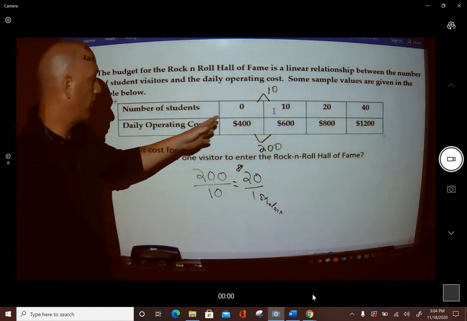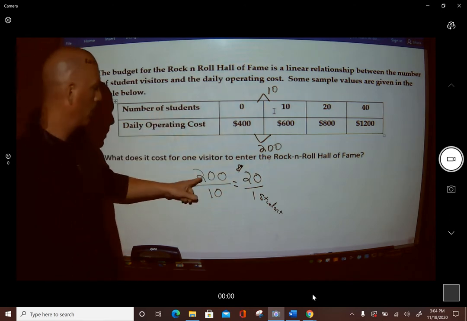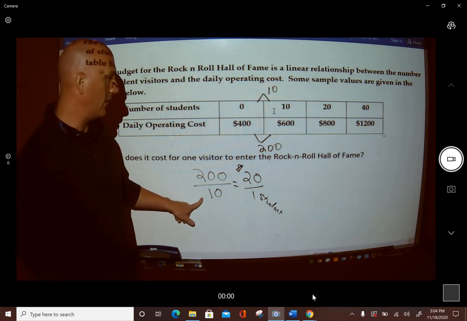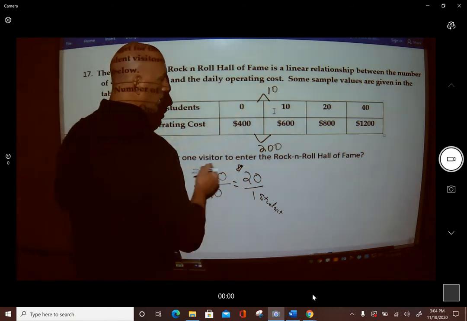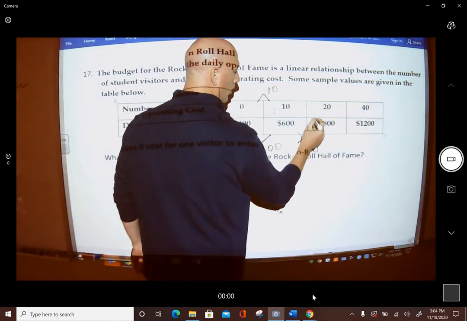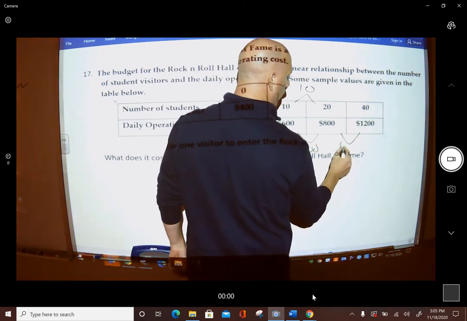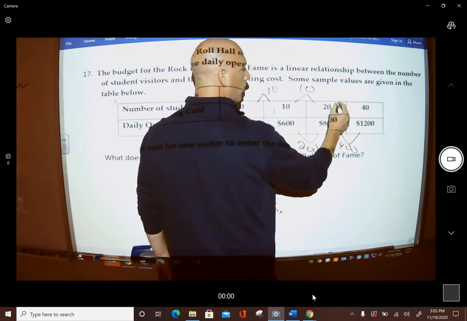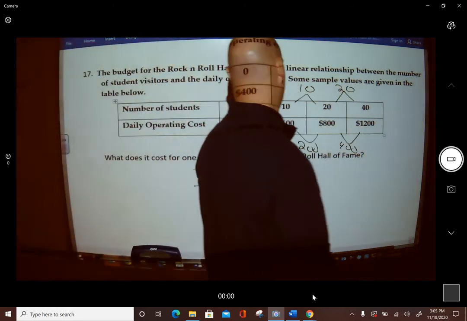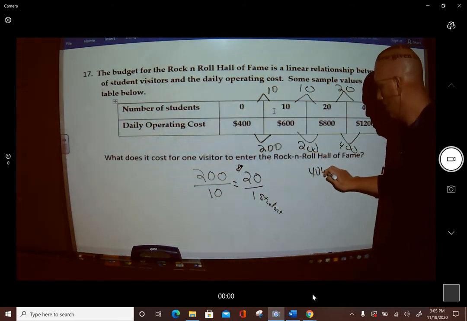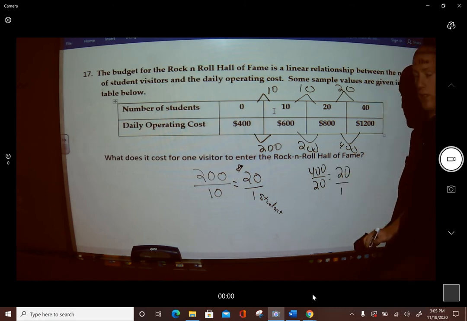When you look at all this, if all we need to know is the cost of one visitor, boom. 200 for every 10, 20 for every one. And if you look, that is consistent because this went up another 200 for another 10. This went up another 400, but be careful, for 20. So the ratio is still the same because 400 divided by 20 would still give you 20 per one kid.